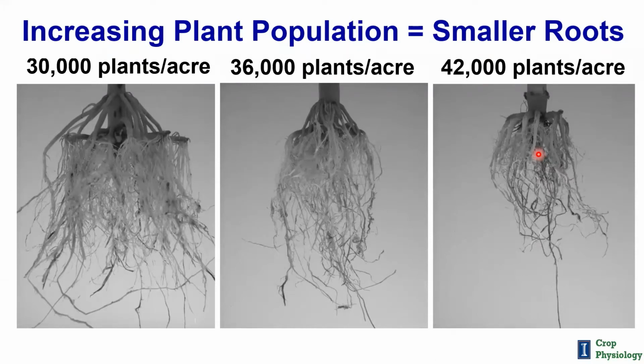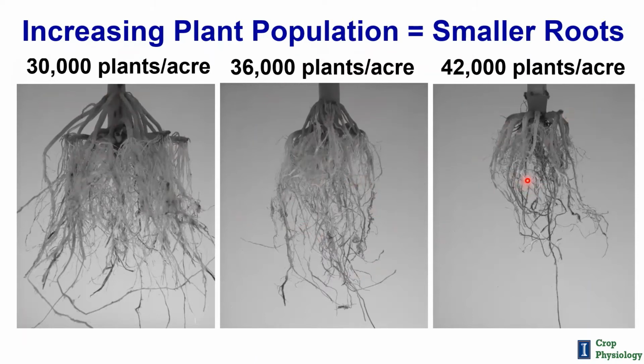But like I said, we take these roots and we'll image them, we'll weigh them, and try to quantify surface area, angle, everything. So here I have a picture of 3 roots at 3 different planting populations. 30,000 plants per acre, which is a little under what most growers are planting here in central Illinois today. 36,000 plants per acre, which is what I would say most of our progressive growers would be planting. And then 42,000 plants per acre.